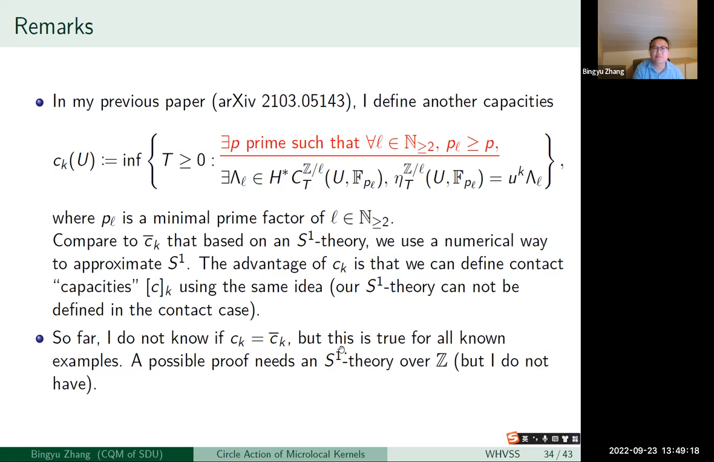And okay. Now I need to make some advertisement for the mod L equivalent variant. Is that this variant using the numerical approximation trick? It is long in the definition, but the advantage is that this trick can be used for our definition for contact capacity on pre-quantized contact manifolds.